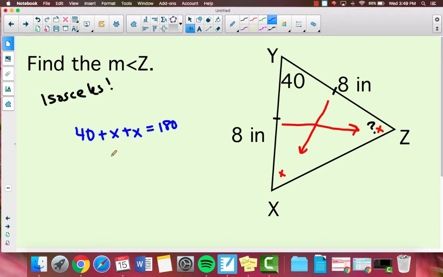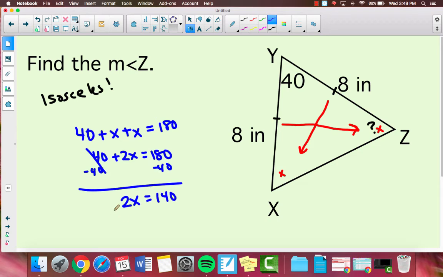And now we can go ahead and solve. If I combine like terms, x plus x is 2x. Then I could subtract 40 to the other side, and that gets me 2x is equal to 140. And then the last step is to divide both sides by 2.